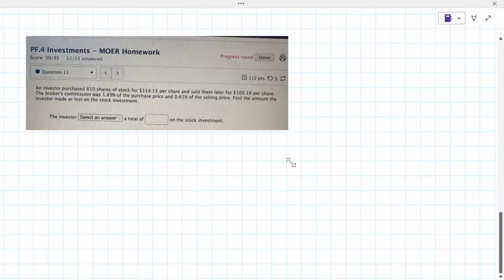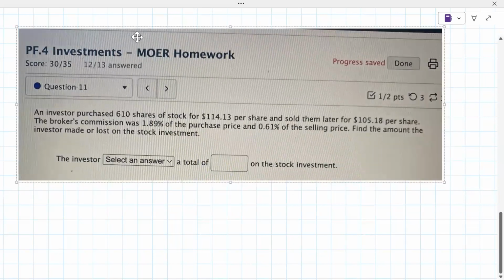All right, now we're kind of in the same space here. An investor purchased 610 shares of stock for $114.30 per share and later sold them for 114.18 per share. The broker's commission was 1.89% of the purchase price and 0.61% of the selling price. Find the amount the investor lost or made on the stock investment. This is kind of complicated because it's reusing all the numbers, so let's just look at it.